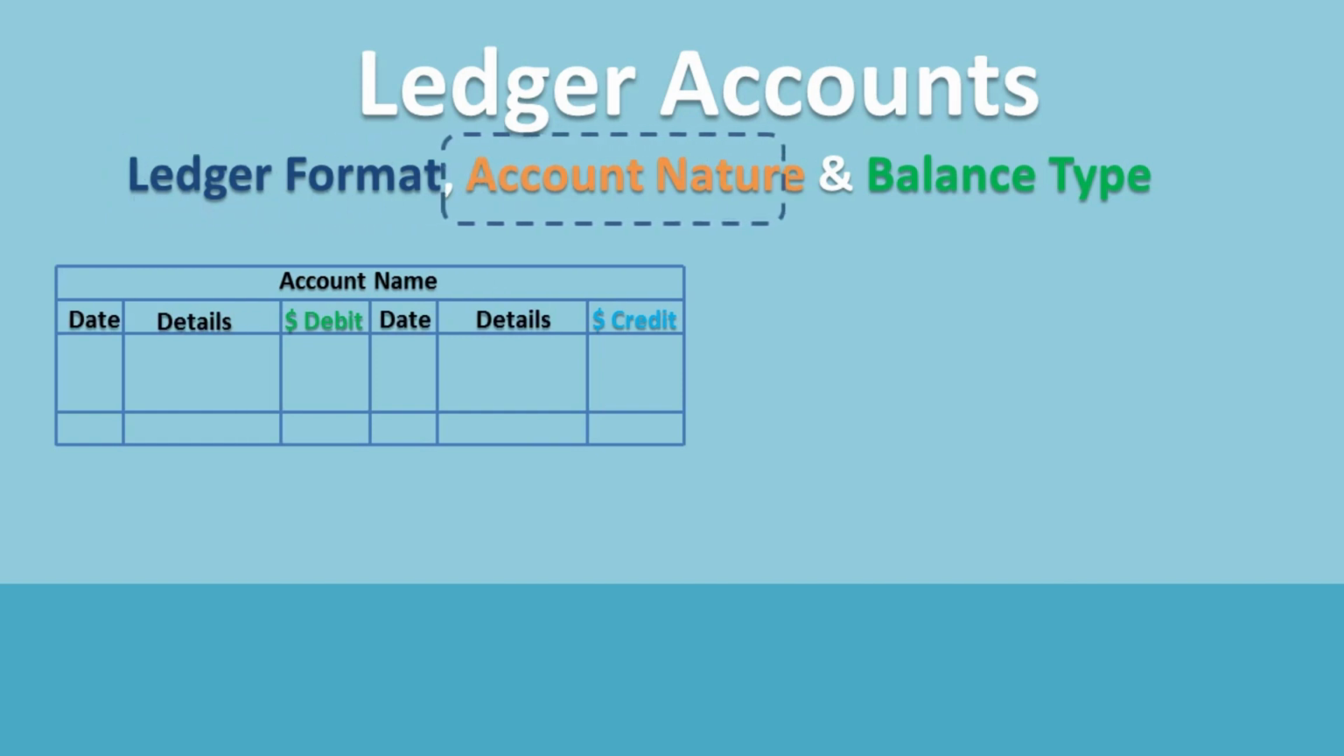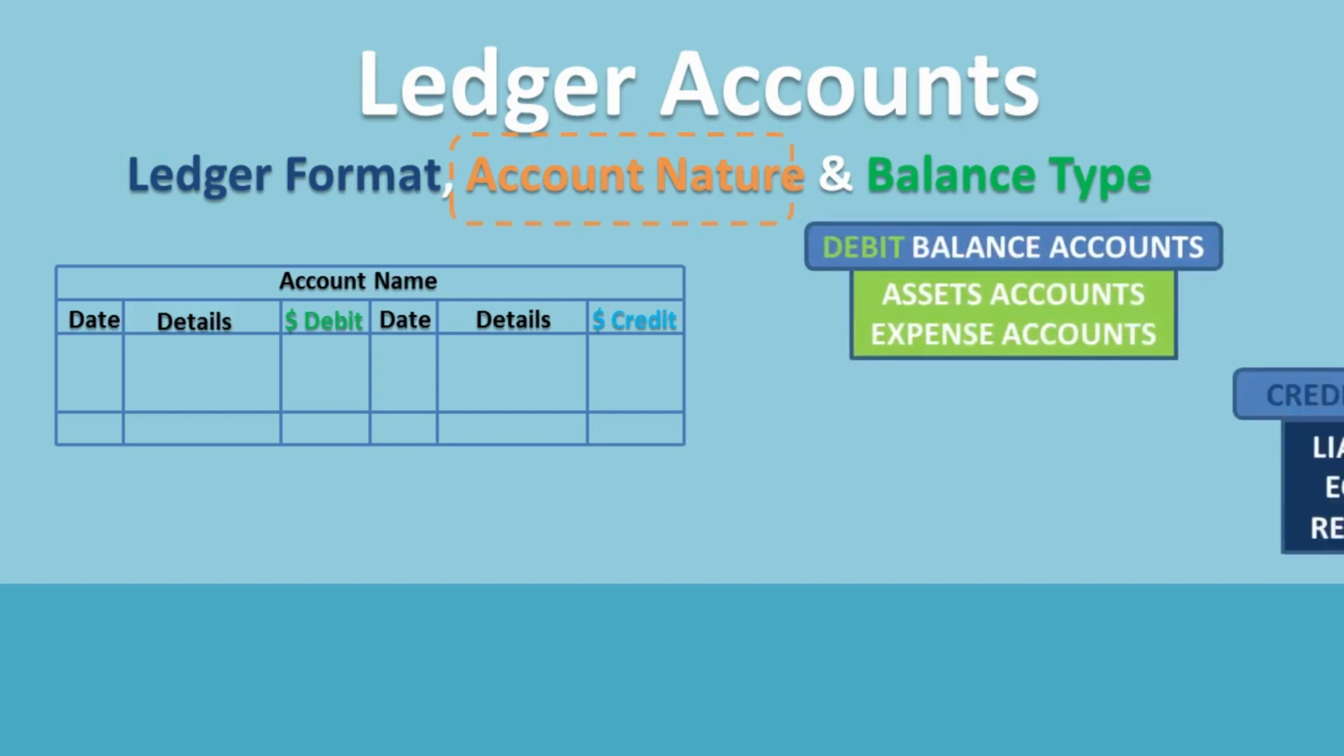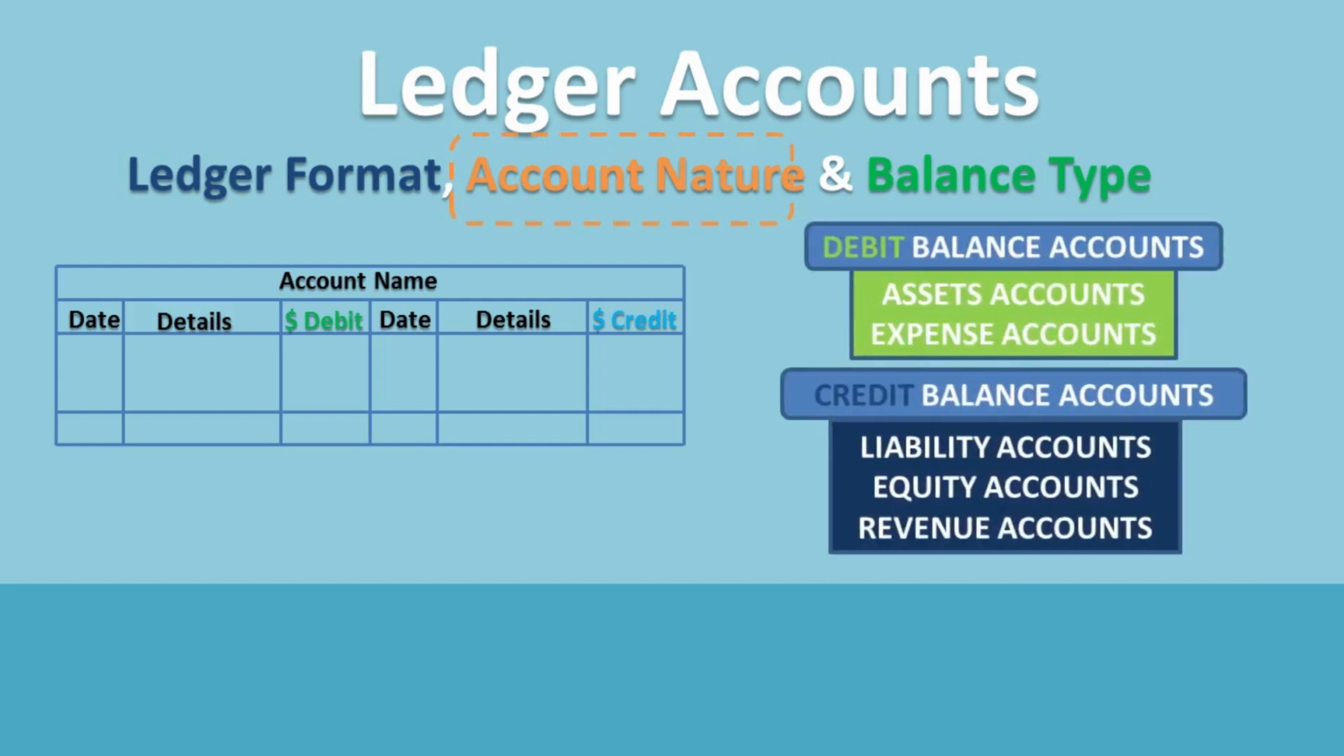Let's move on to the nature of accounts. An account can either have a debit nature or a credit nature. Accounts with debit nature are assets and expenses. All liability, equity and revenue accounts are credit in nature. It is very important to learn that, almost in all cases without exceptions, assets and expenses have debit balances, and all liabilities, equity and revenue accounts will have credit balances.